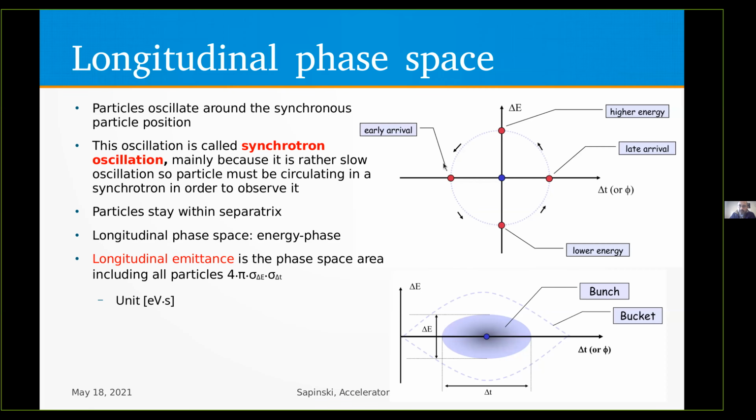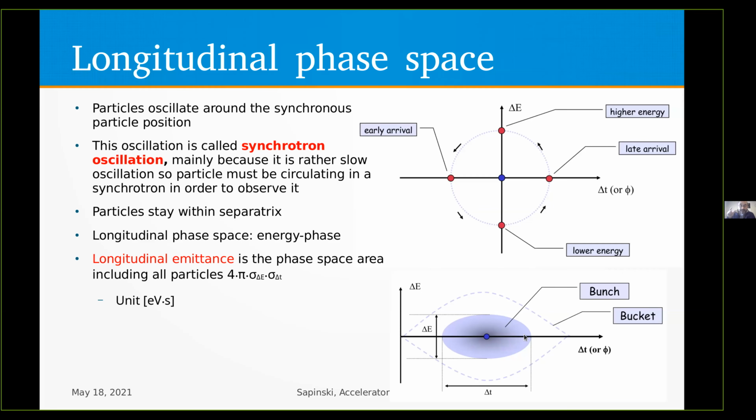Now the particles are oscillating. So here is one particle. If you plot all the particles in the beam, you will see that they create this kind of cloud in the space of time and energy. So again, as with the transverse position and angle, we have a phase space. This is a longitudinal phase space. The particles which oscillate here are stable within some phase and some energy. Here I replace time and phase because they are interchangeable in the case of our RF acceleration. And this phase space area is called longitudinal emittance.